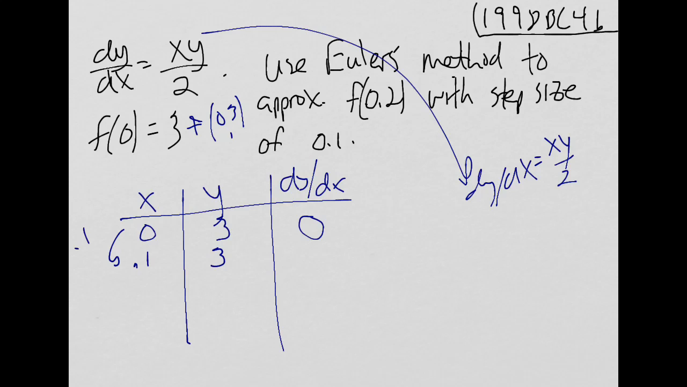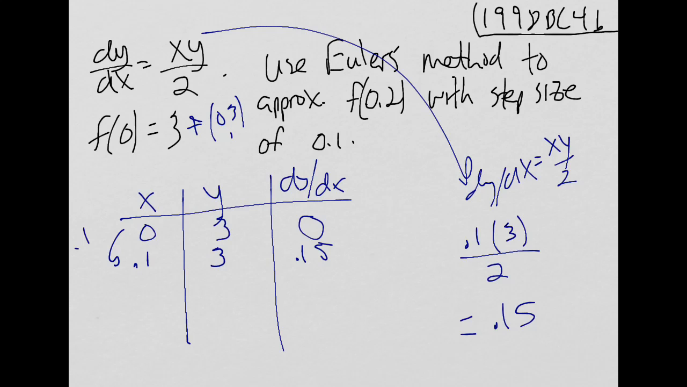Now I am going to find the dy dx value for this point right here using this equation again. So that dy dx is equal to 0.1 times 3 over 2. And now this is a calculator allowed question, so you could type that into your calculator if you want, and you would get 0.15. So that means that my dy dx is 0.15.